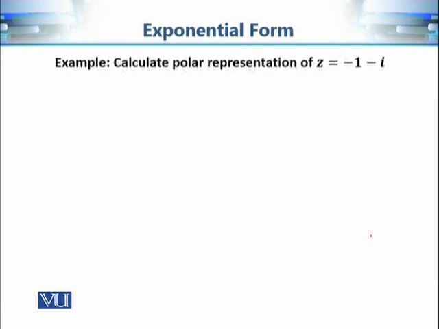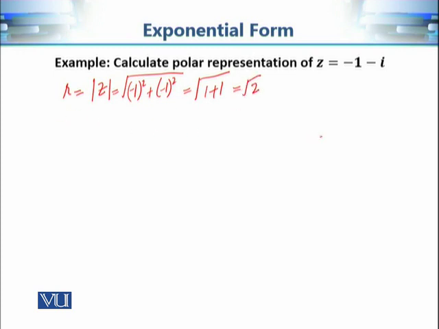Now let's follow these steps to find the polar representation of this complex number. The complex number is -1 minus iota. So the r coordinate can be calculated using the modulus of z, which is equal to the square root of (-1) squared plus (-1) squared, which is equal to the square root of 1 plus 1, which is equal to square root 2.